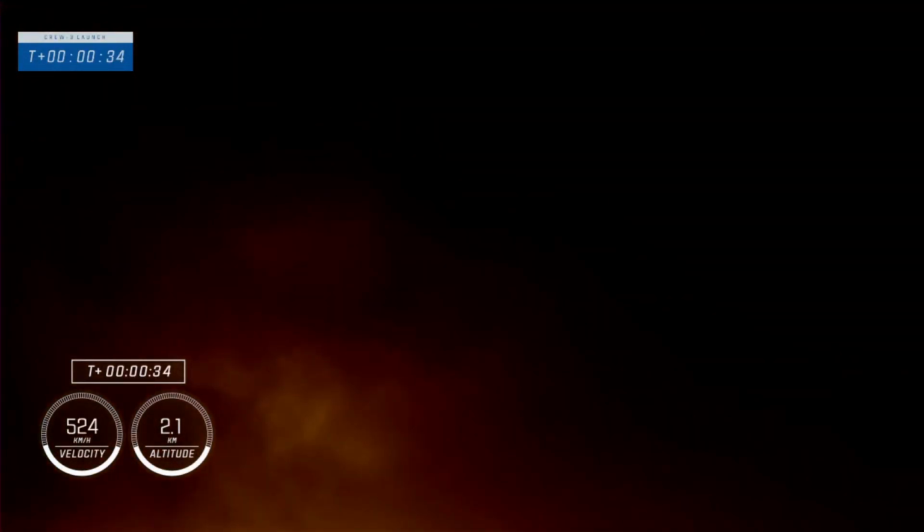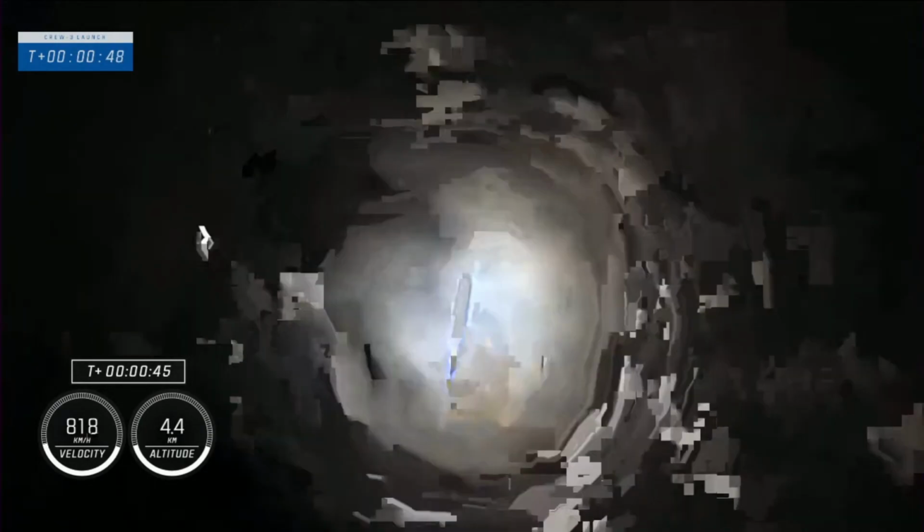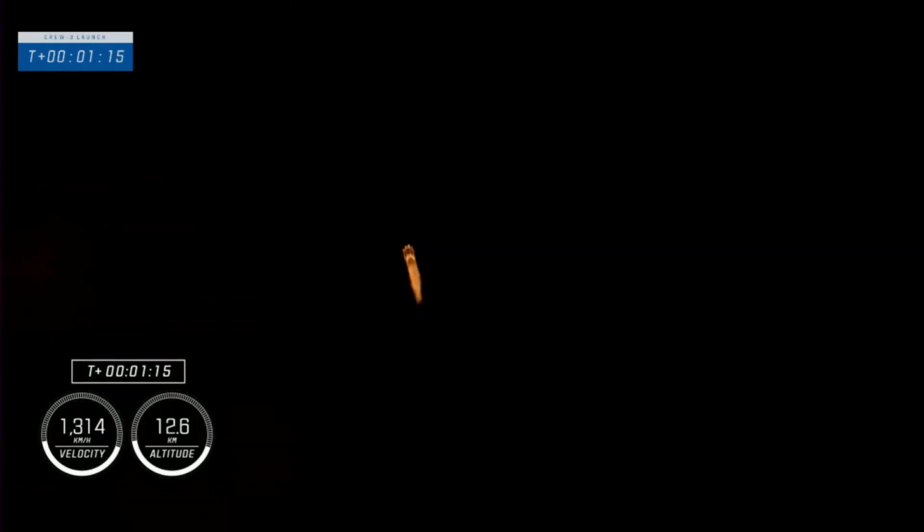T-plus 30 seconds. Falcon 9 powered by 9 Merlin 1Gs, pushing Dragon into low Earth orbit on the way to the International Space Station. Power and telemetry nominal. Stage 1 throttle down. And we're into the throttle bucket. In preparation for max Q. Getting ready to throttle the engines back up. Stage 1 throttle up. Max Q.